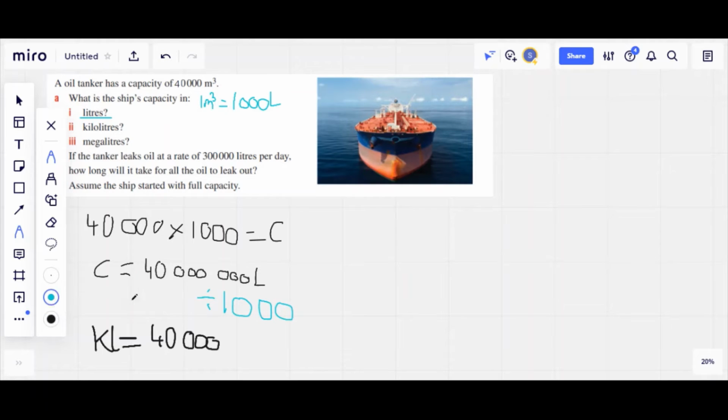And then we do the same process again to find our megaliters. So we need to divide again by 1,000 because there are 1,000 kiloliters in a megaliter. So let's divide by 1,000. Divide by 1,000 will give us our megaliters, which there will be 40 megaliters. So that's question A done.